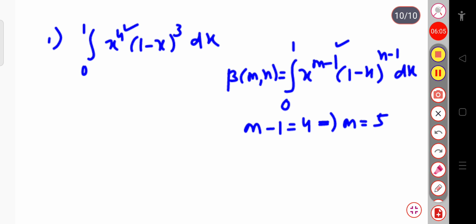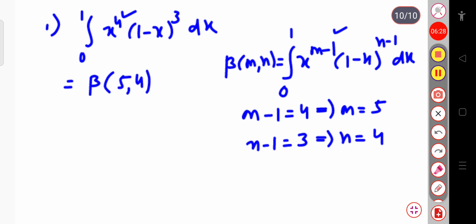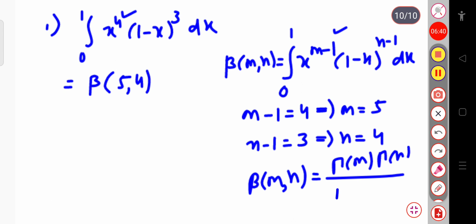And similarly, (1 minus x) power n minus 1, this is (1 minus x) power 3. So n minus 1 equal to 3, or n will be equal to 3 plus 1, that is 4. So we can write this is equal to beta of 5 comma 4. And you know beta of m, n can be written as gamma of m into gamma of n divided by gamma of m plus n.